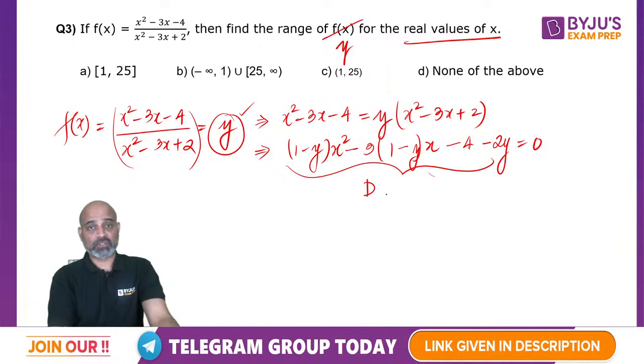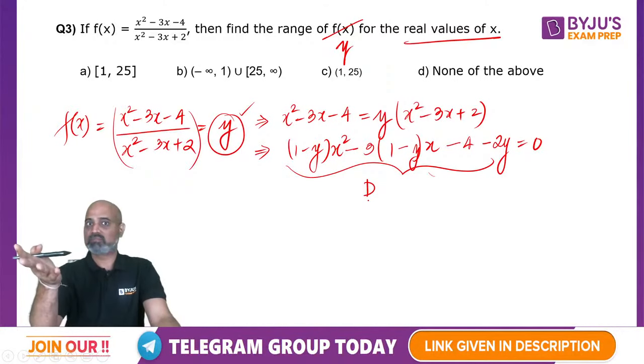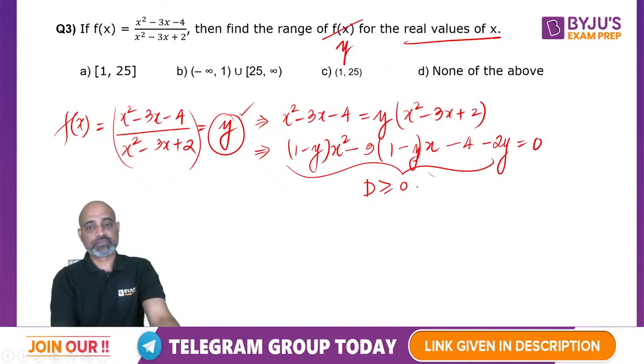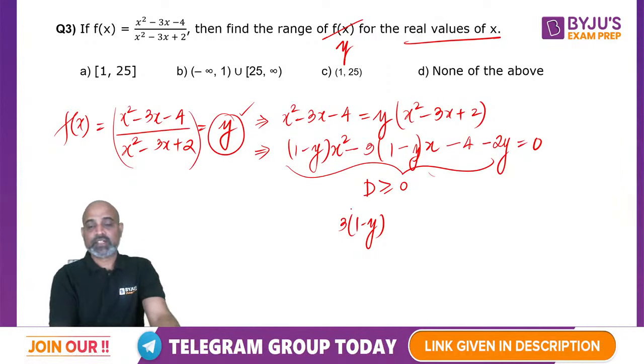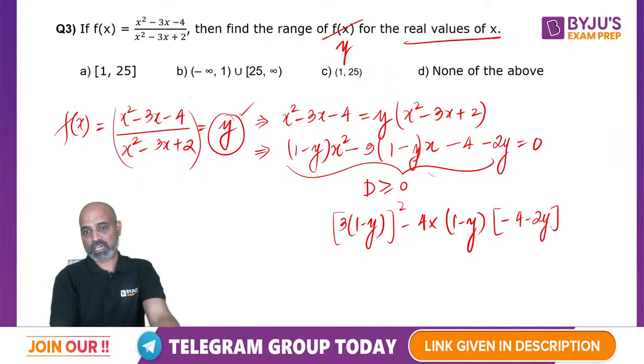If you want real values, when does the discriminant have imaginary values, and when real values? Equal roots, when do you have? When you have non-equal roots, when you have real roots, when the discriminant is greater than or equal to 0. So you will have 3 times 1 minus y greater than or equal to 0, because when it is equal, that is also real. 3 times 1 minus y, that is b square minus 4ac. c is going to be minus 4 minus 2y, and greater than or equal to 0.